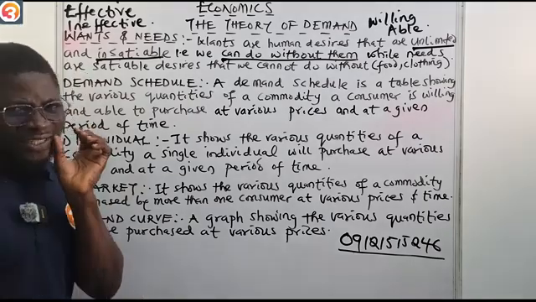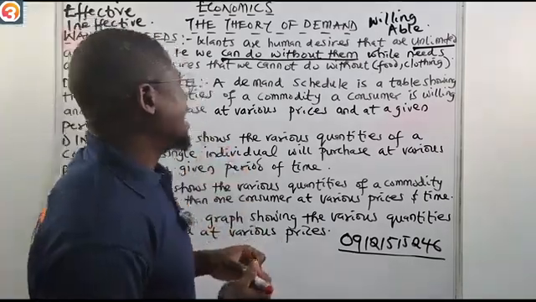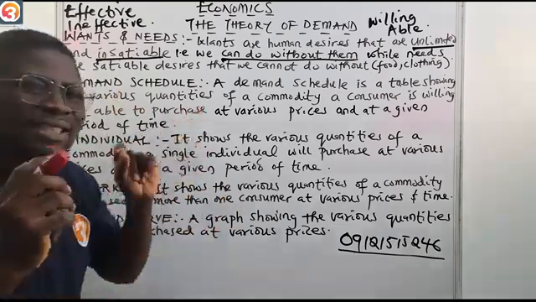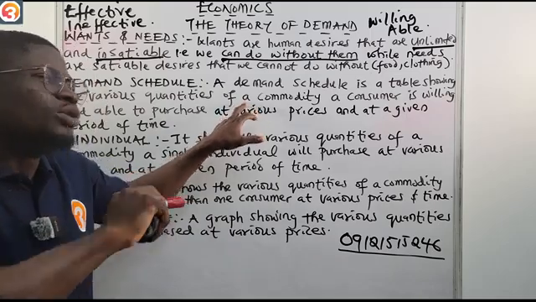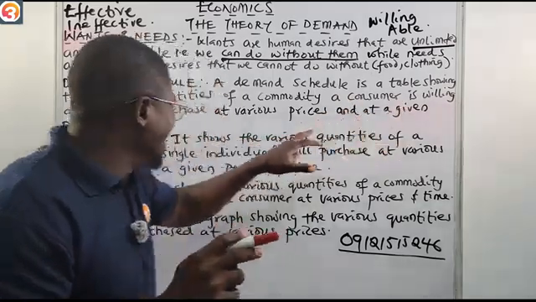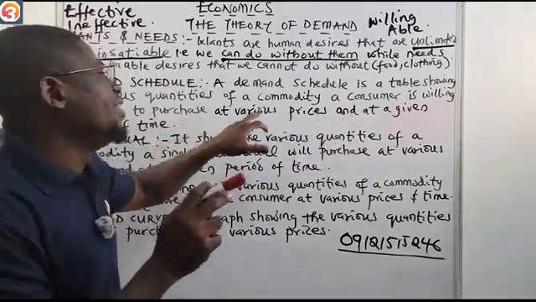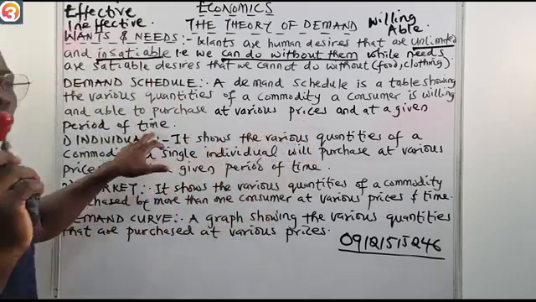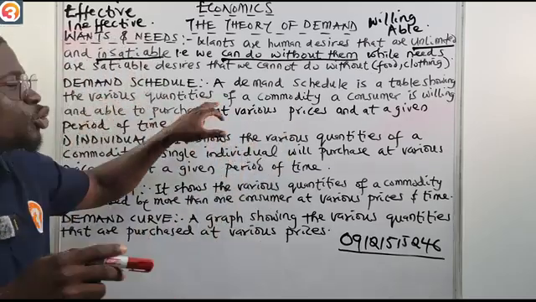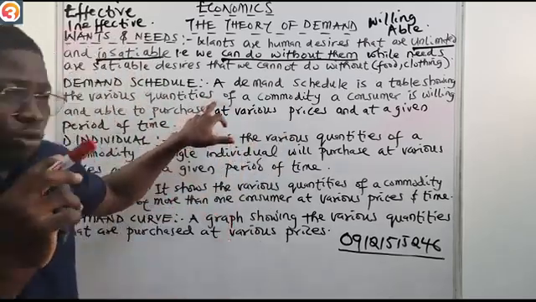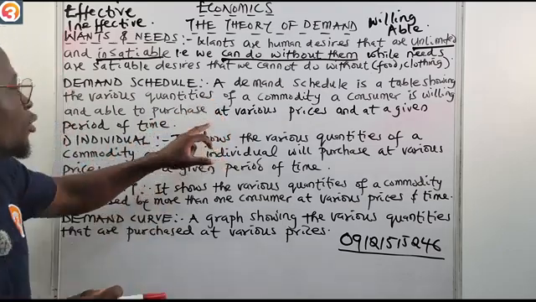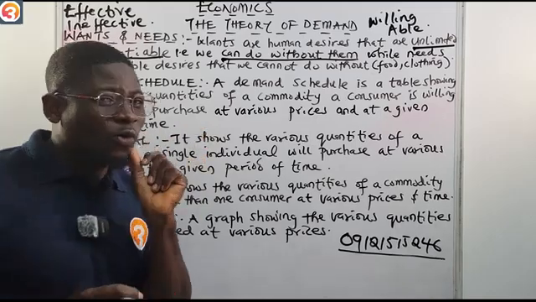Now we're going to be looking at demand schedule. I will say that a demand schedule is a table that shows the various quantities of a commodity a consumer is willing and able to purchase at various prices and at a given period of time. So please take note of the definition.